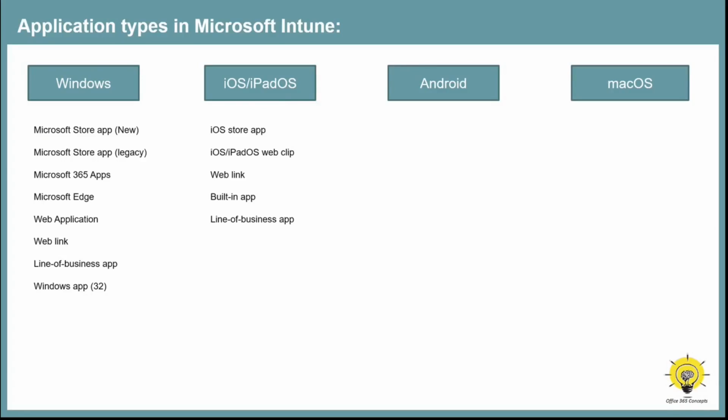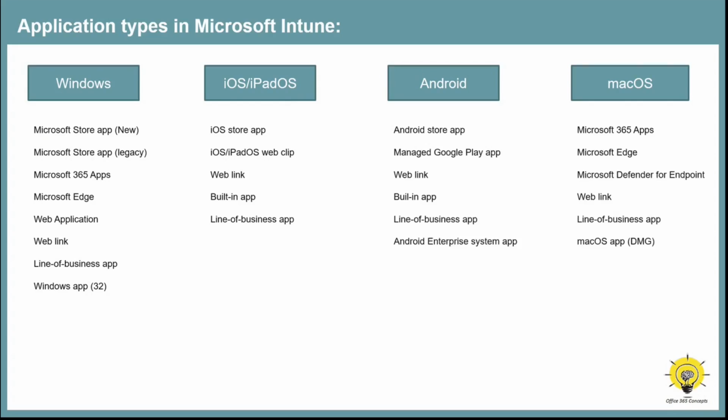For iOS and iPad devices, you can add applications from the iOS Store. You can add iOS or iPad web clips. You can add web links on devices. You can add and install built-in applications and line of business applications as well. And in the same way for Android and Mac devices, we can add applications from multiple sources. So let's move towards our lab and let's add and install applications on Windows devices using Microsoft Intune.